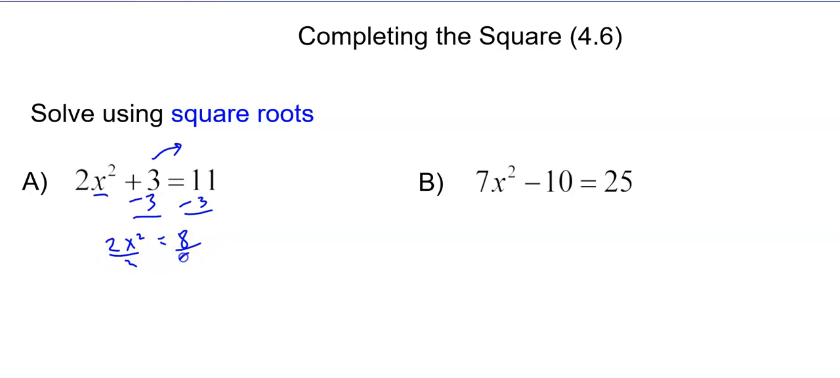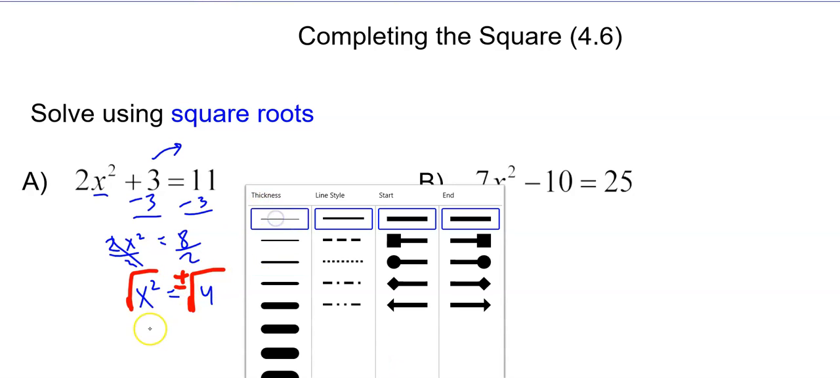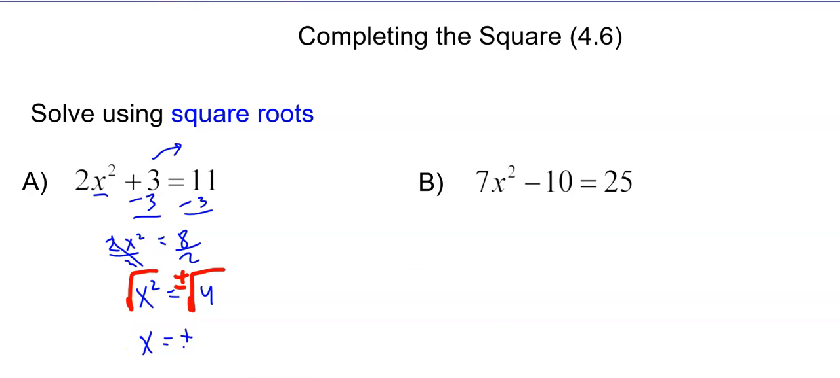Divide by 2, divide by 2. You get x squared equals 4. Take the square root of both sides. Don't forget to put plus or minus on one side because we're taking the square root of both sides. So we get x equals plus or minus 2. We get two answers, 2 or negative 2.